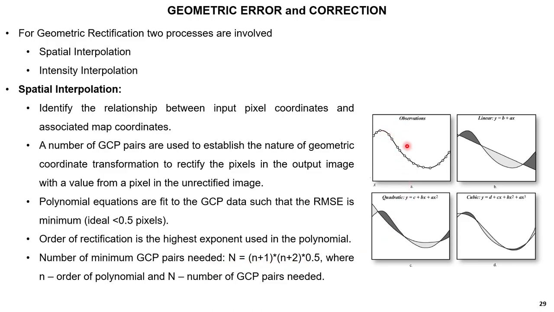You can see this is the observation. If you fit a linear line, it looks like this. These are all the errors, that is the RMSE. You can calculate the RMSE from this, and it should be minimum. And for quadratic, this is how the fit looks, and this is how the fit looks for cubic.